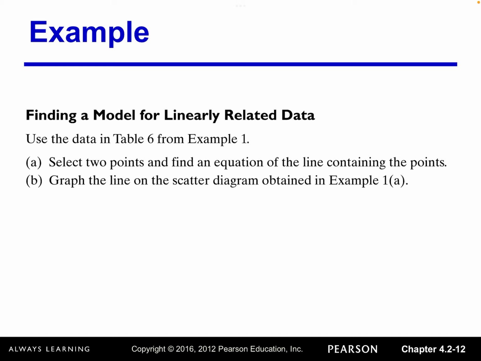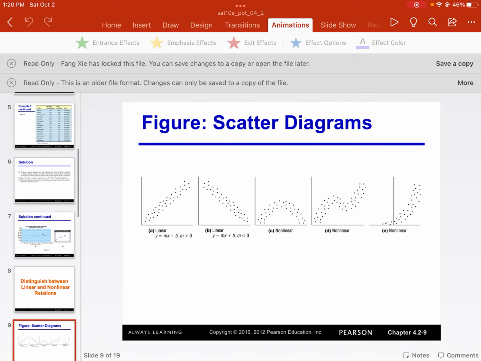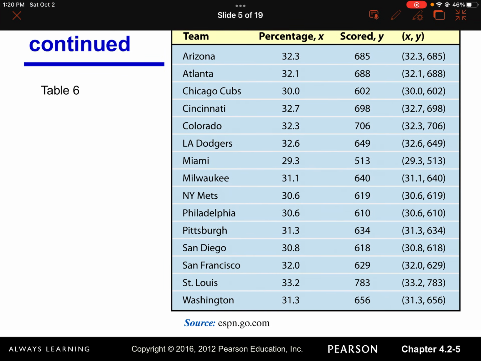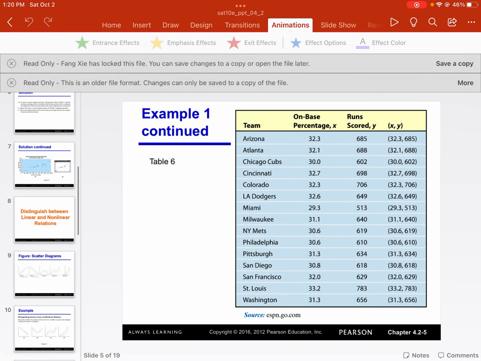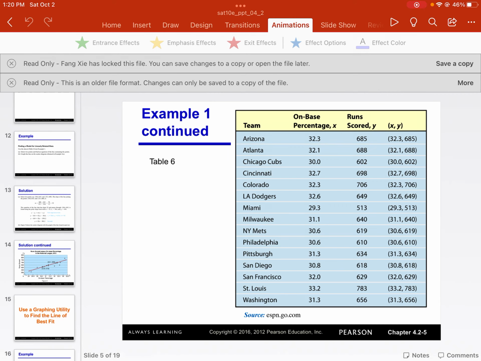Now, find a model for linearly related data. From the previous example, in table 6, which I can show you real quick, from the last video. This is the data set, table 6, right? The x-axis represents the on-base percentage, the y-axis represents the runs scored. All right, so let's go back to our slides.